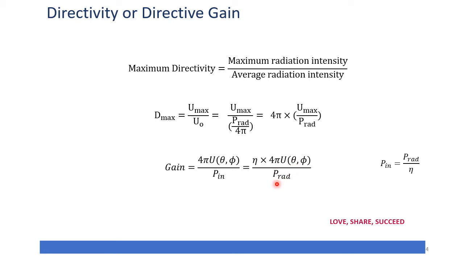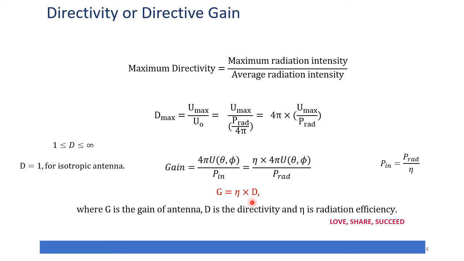Now compare the equation of gain and the equation of directivity. You will understand gain is equal to eta times D. That is, gain and directivity are related, and they are directly proportional. If the value of directivity is high, that means the value of gain is also high. The value of directivity can vary from 1 up to infinity. For an ideal isotropic antenna that radiates signal in all directions, its directivity D is equal to 1.